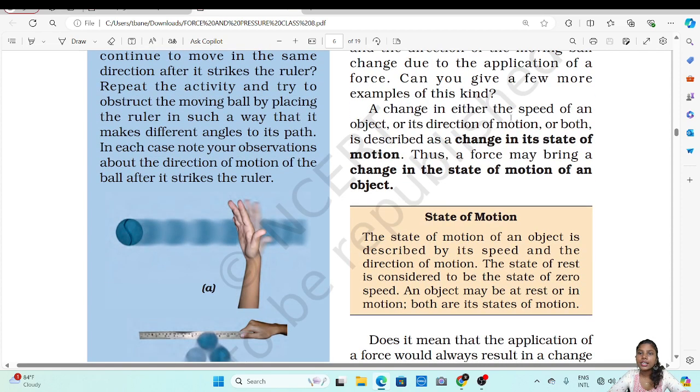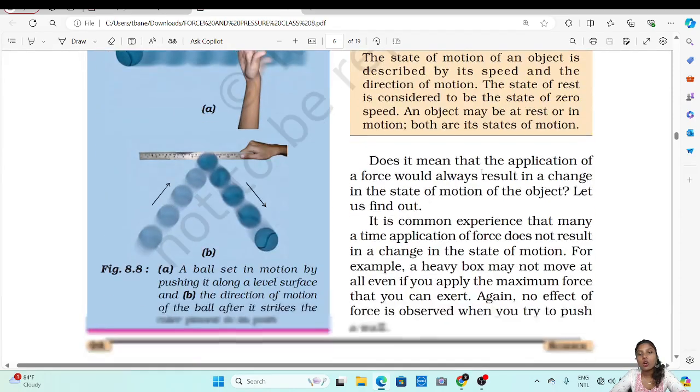A change in either the speed of an object or its direction of motion or both is described as a change in state of motion. So either if the speed of the object changes or the direction of the object changes, then it is described as there is some change in state of motion. Thus a force may bring a change in state of motion of an object.